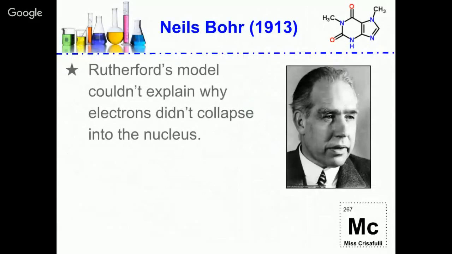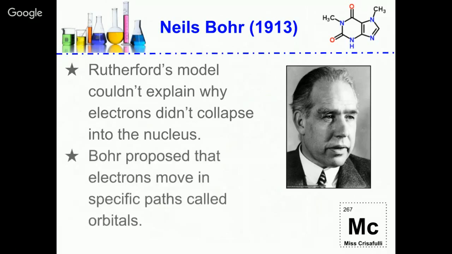He took Rutherford's model and then kind of went above and beyond with it. Rutherford's model couldn't explain why electrons didn't collapse into the nucleus. Since electrons are negatively charged and the nucleus is positively charged, you think that the electrons would fall close to the nucleus because they were highly attracted to each other. Nucleus being positive, electrons being negative. And Rutherford's experiment didn't explain why that didn't happen. So Niels Bohr didn't like that.